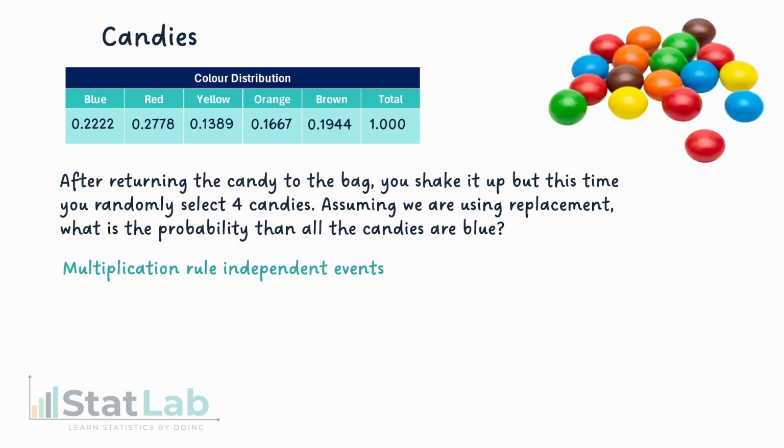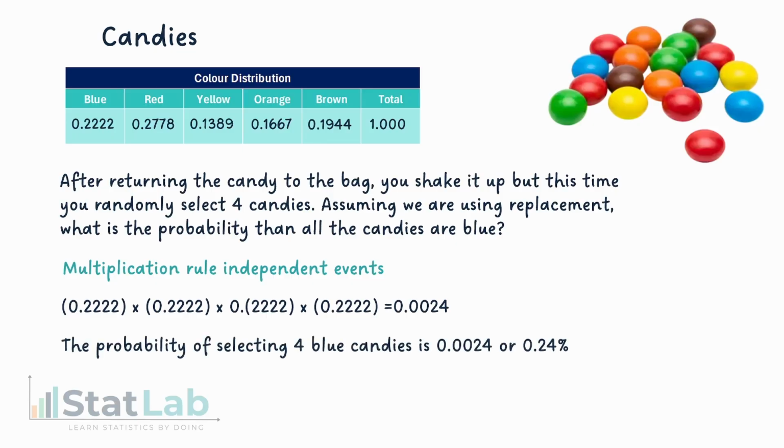In this case, we look at what's the probability of 1 blue. Well, we know 1 blue is 0.2222, and so we have to multiply that by itself 4 times, one for each of the candies, and that gives us 0.0024. Now notice I didn't multiply it by 4, I multiplied it by itself 4 times, okay? So the probability of selecting 4 blue candies is basically 0.24%. So you can see it's very unlikely.